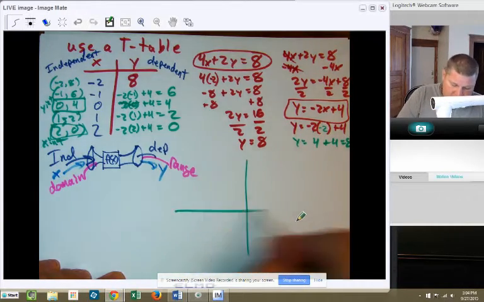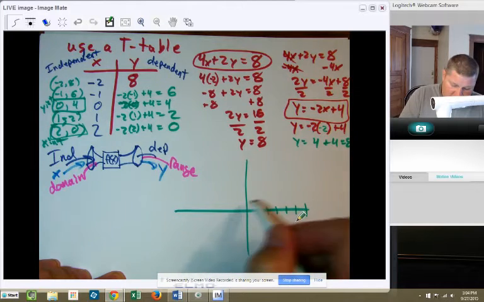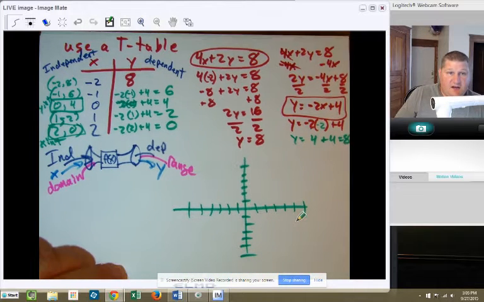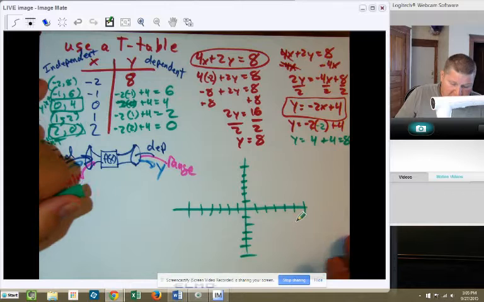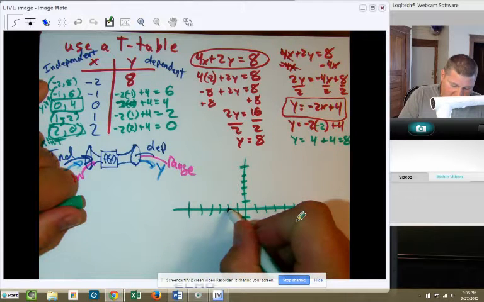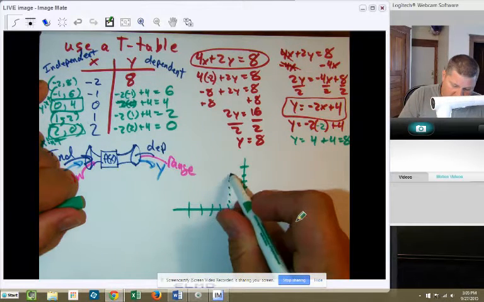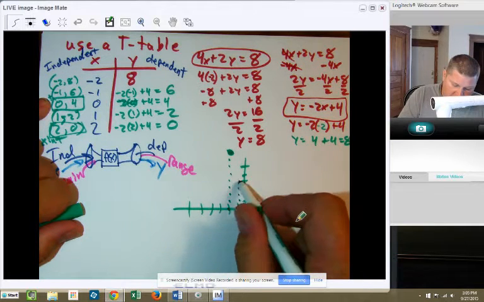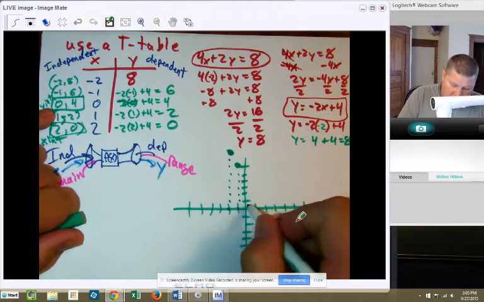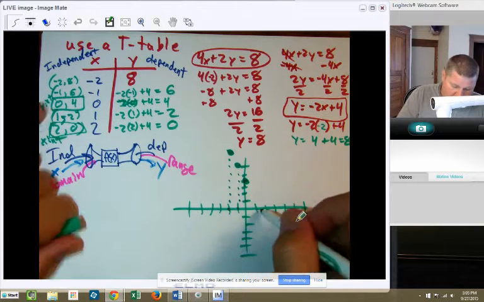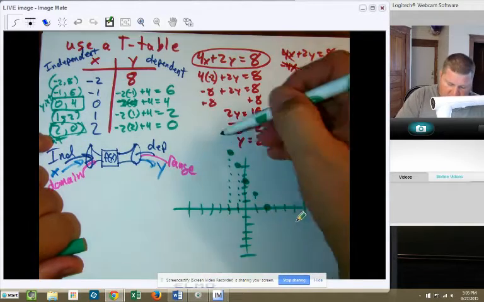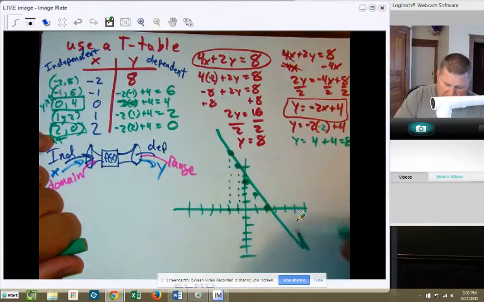So here we go. 1, 2, 3, 4, 5, 6. And it starts to look really good here. In this case, we're going to say back 1, 2, and up 1, 2, 3, 4, 5, 6, 7, 8. Back 1 and up 6. Up 1, 2, 3, 4. Up 1, 2. Up 0. And now I have a whole bunch of points, and I can graph this line.